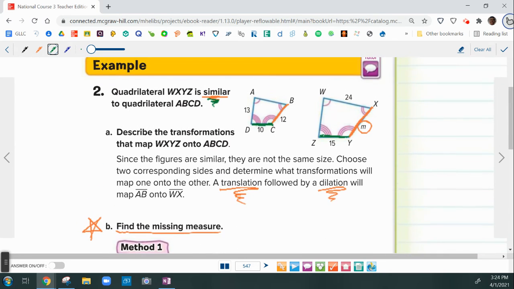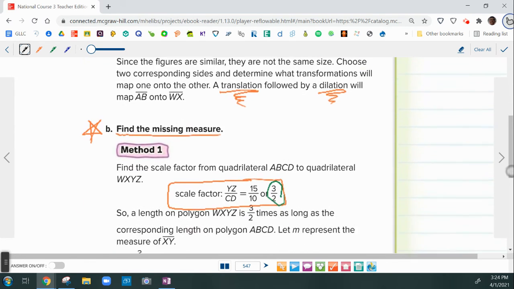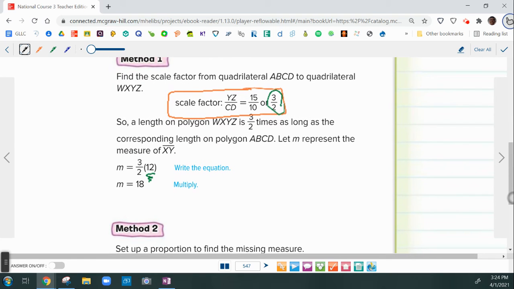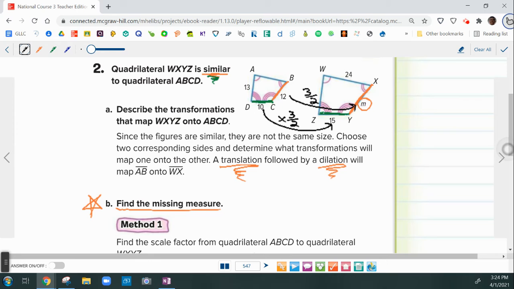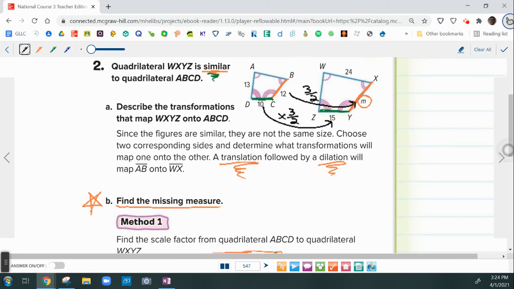All right, and I'll show you with some lines here. Well, what they did is they said, well, what would multiply by 10 to get 15? Excuse me. What would multiply by 10 to get 15? Well, you'd multiply 3 over 2 by 10. So if I multiply that by 3 over 2 to get 15, then I'd have to multiply this by 3 over 2 to get my answer. And what's the answer they get? They get 18. All right, so you just have to find the scale factor between the two shapes and use that to find the missing piece.